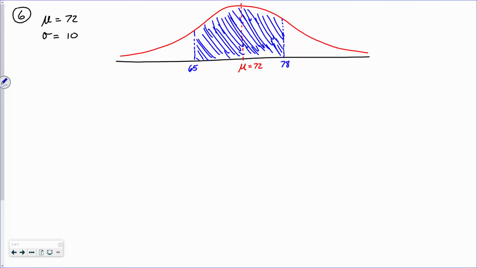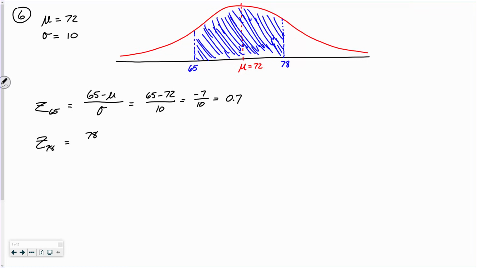Okay. All right. So something that should be somewhat familiar is a z-score. I'm going to compute a z-score for 65 and a z-score for 78. The z-score is your observation, so 65, minus your mean over your standard deviation. In other words, trying to figure out how many standard deviations away you are. So 65 minus 72 over 10 is minus 7 over 10, or 0.7. Sound good?